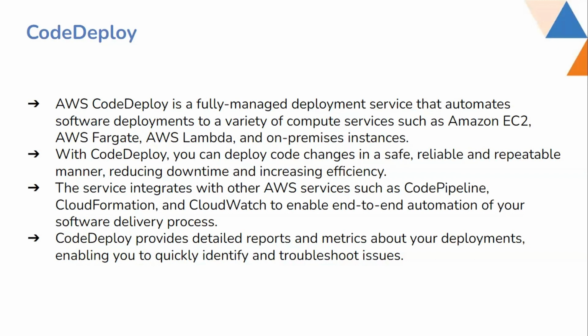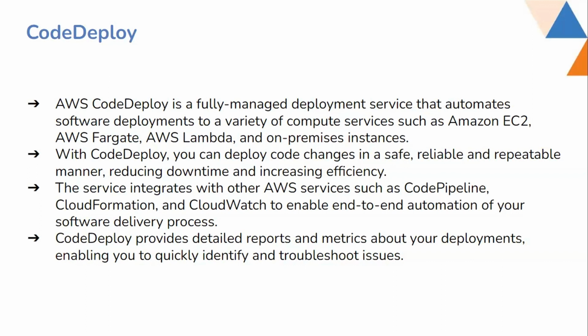The second thing is that with CodeDeploy, you can deploy code changes in a safe, reliable, and repeatable manner, reducing downtime and increasing efficiency. With the help of CodePipeline, we can automate this process, so whenever any changes are pushed, it will directly replicate them to the server. The service integrates with other AWS services such as CodePipeline, CloudFormation, and CloudWatch to enable end-to-end automation for your software delivery process. So with CodePipeline, it will push all the changes automatically to the server.